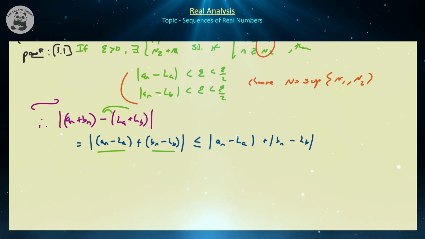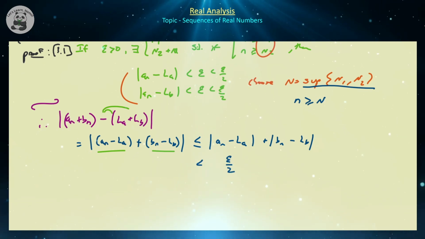Right? So as long as you choose n to be bigger than or equal to N, which is the supremum of n1 and n2, then this first term is going to be less than epsilon over 2. Now, notice that this is true as long as you choose n to be bigger than n1.